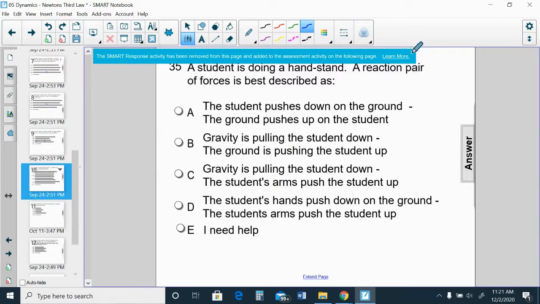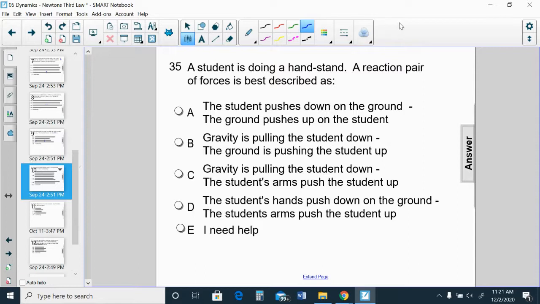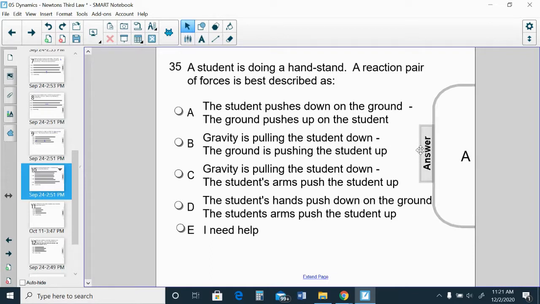A student is doing a handstand. A reaction pair of forces is best described as... the correct answer is A.